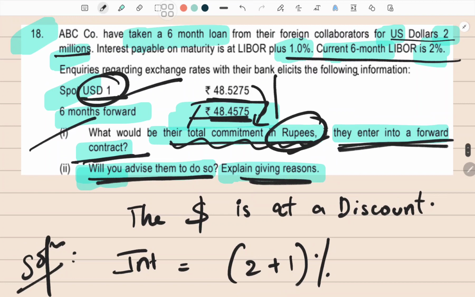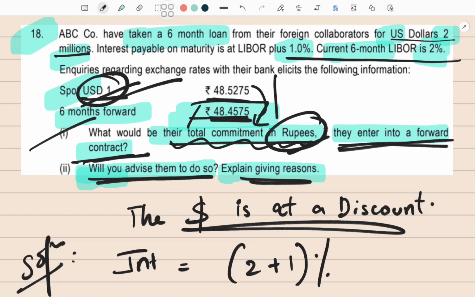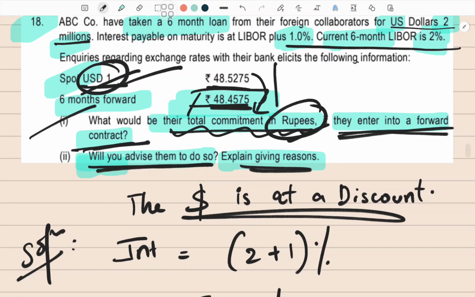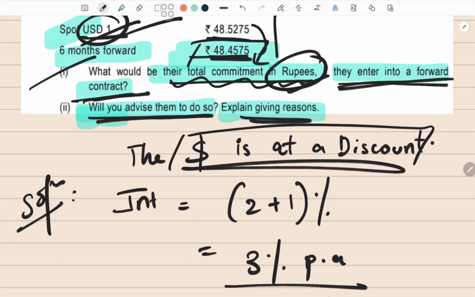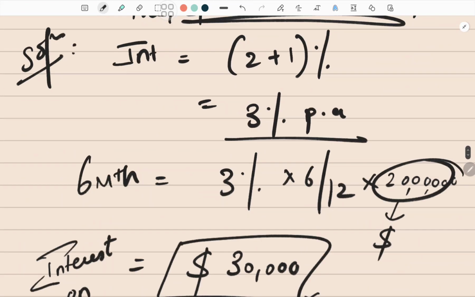Now once again I repeat, the dollar is at a discount. We saw why. Dollar is the standard currency here, and it's basically a direct dollar quote. If I pay $1 now, I will get 48.5275 rupees in exchange for that $1, and after 6 months, in exchange for that same $1, I'm only getting 48.4575 rupees. So basically this is dollar being depreciated and rupee is at a premium. Okay, so I hope that is understood. They are saying, will you advise them to enter into a forward contract? See, now let's write this in words.